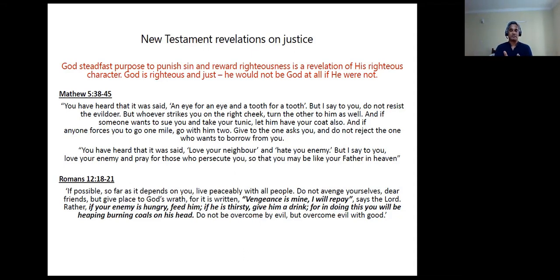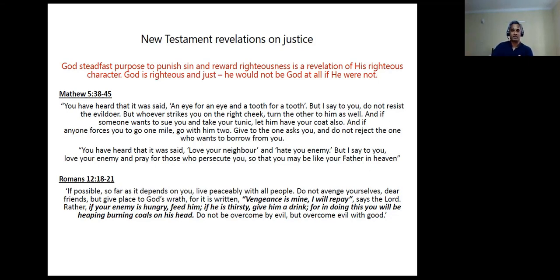And Paul reemphasizes this in his letter to the Romans when he says, if possible, so far as it depends on you, live peaceably with all people. Do not avenge yourself, dear friends, but give place to God's wrath, for it is written, vengeance is mine, and I will repay, says the Lord. Rather, if your enemy is hungry, feed him. If he is thirsty, give him a drink. For in doing this, you will be heaping burning coals on his head. Why? Because the Lord's justice is going to be visited on him. But in your action of being merciful, what are you trying to do? You could overcome evil with good. There's a possibility of that. And that's our mandate, right?